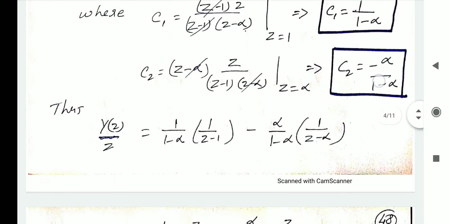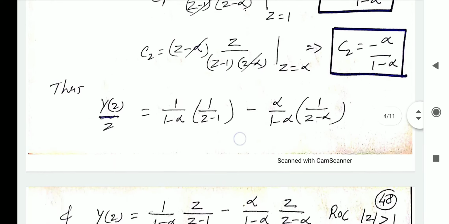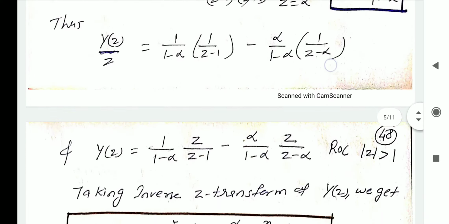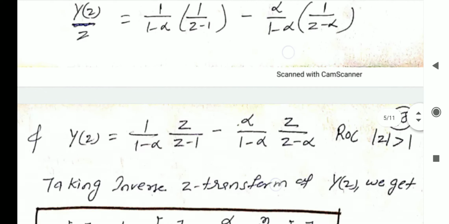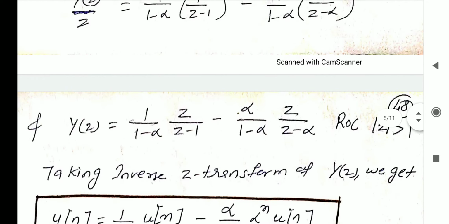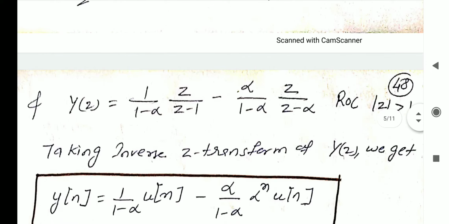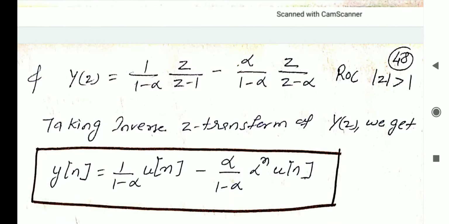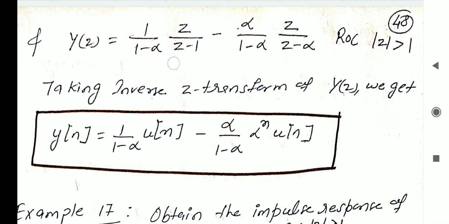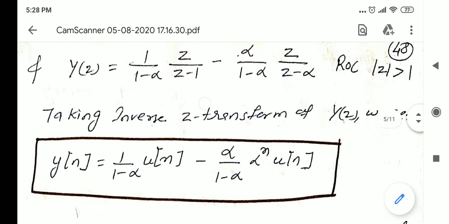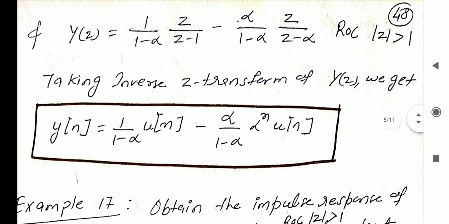Now substituting these two values in Y(z)/z, we get this equation. We can write Y(z) as 1/(1-alpha) into z/(z-1) minus, this is the value of c2, alpha/(1-alpha) z/(z-alpha), and the ROC is |z| greater than 1. Now taking the inverse z transform of this Y(z), we get 1/(1-alpha) into u[n] minus alpha/(1-alpha) alpha^n u[n]. So here we are getting y[n].